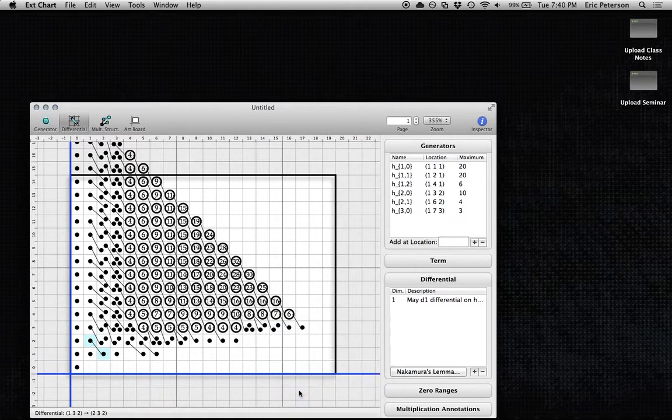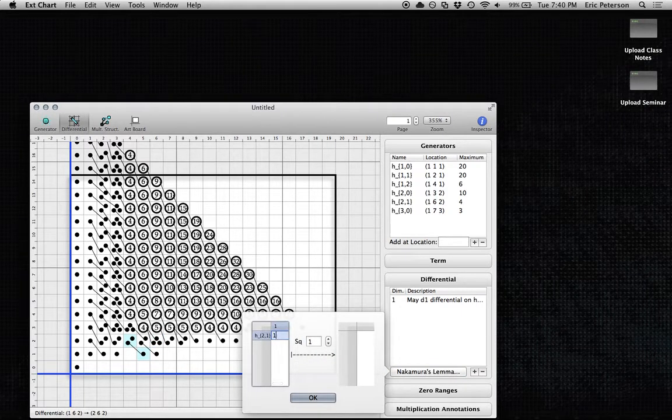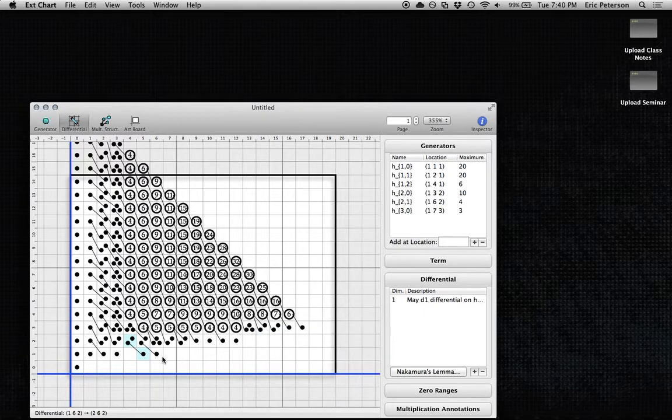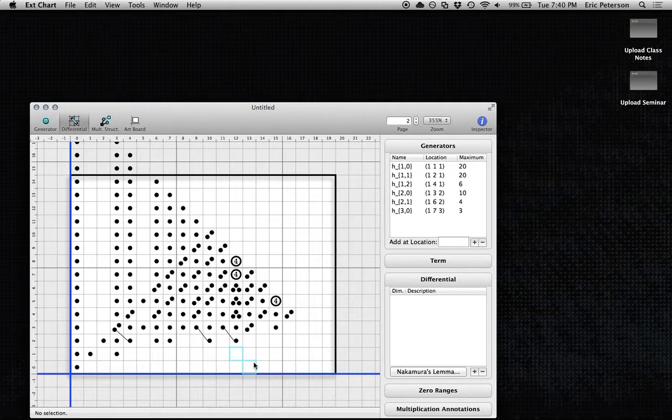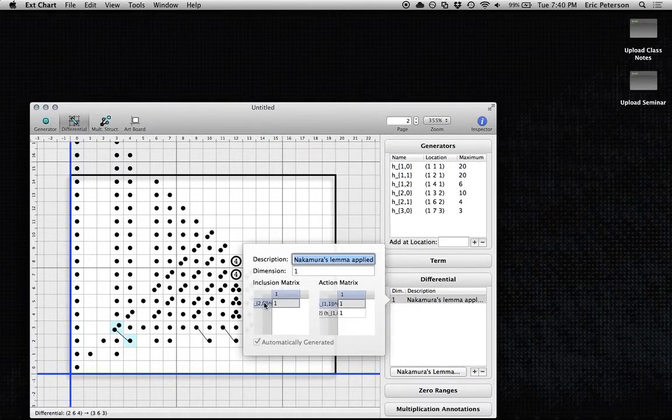So I'm going to apply Nakamura's lemma to each of the differentials on the 1 line along square 1. When I turn the page, now Ext Chart knows about 3 differentials on this page. So this differential comes from the application of Nakamura's lemma, and it says that d2 applied to h20 squared is given by the sum h11 cubed plus h12 times h10 squared.